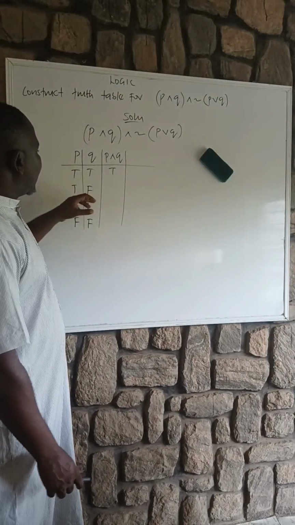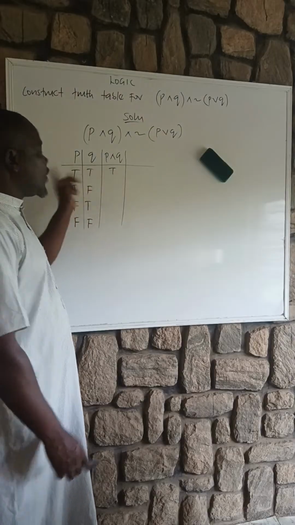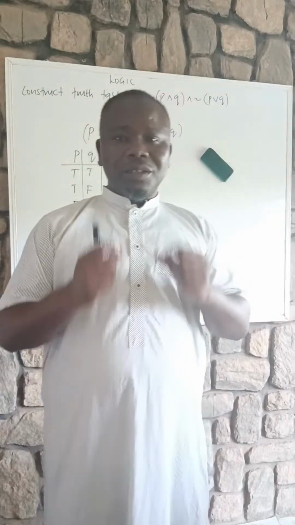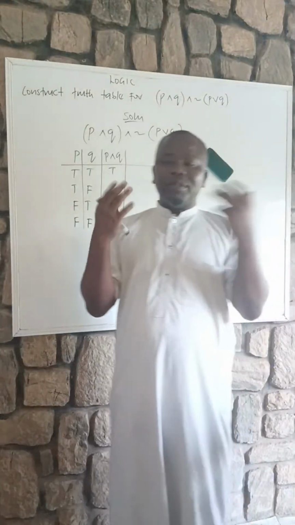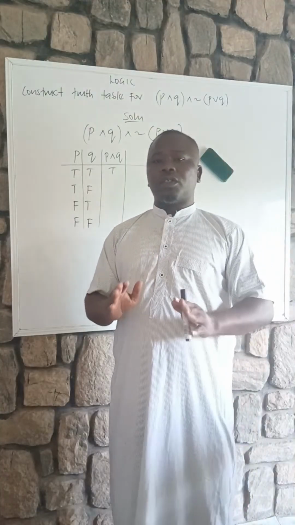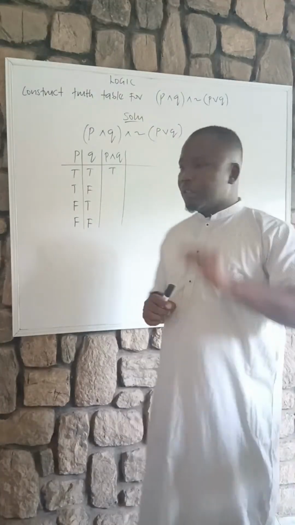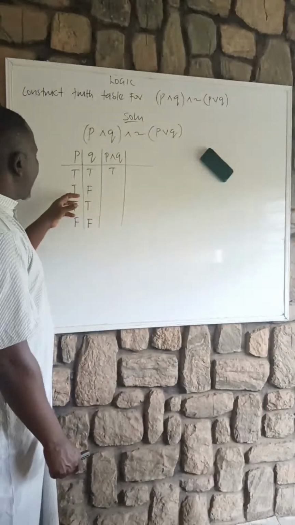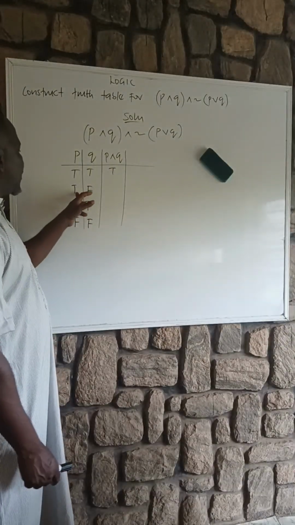Come here. It will only be false if the two statements are false. Take note, very important. It will only be false if the two statements are what? False. Otherwise, true. Take note. Okay. Then here, come here.